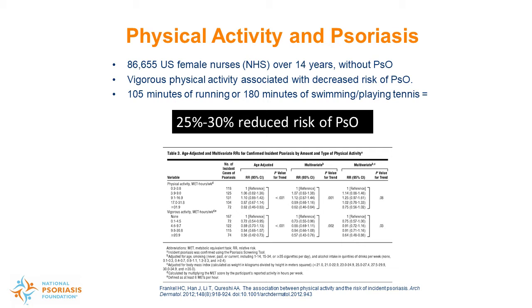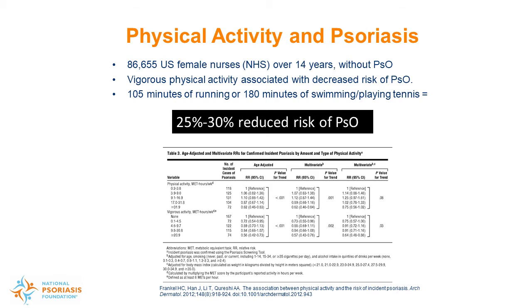And as you can see here, either 105 minutes of running or 180 minutes of doing something like swimming or playing tennis can really reduce your risk of psoriasis by up to 30%. So I thought that was a really interesting study looking at obesity and trying to decrease your obesity.